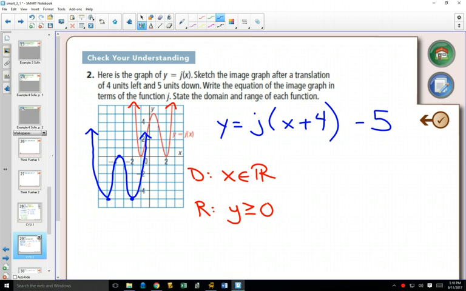Then on our blue graph, for domain and range, now the domain is still everything. But since our graph has been moved down 5, now our range is y is greater than or equal to -5.